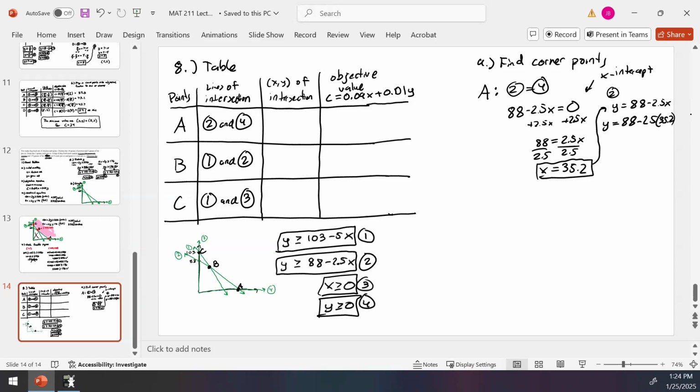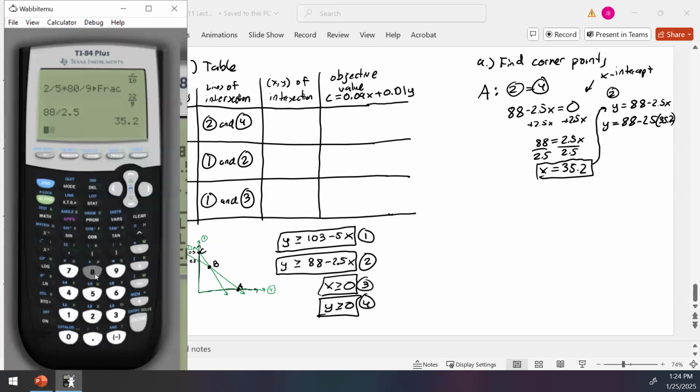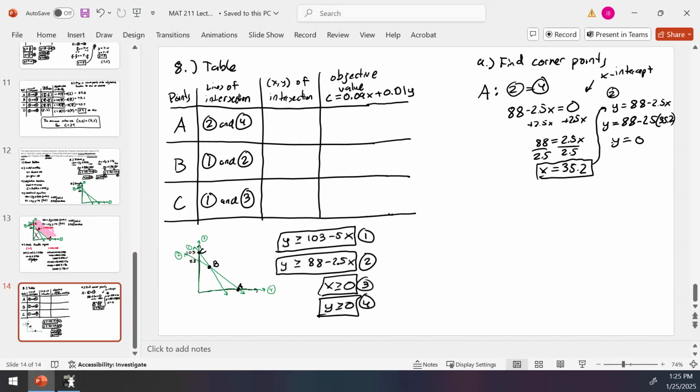But in case you're not actively paying attention to that, if you plug it into your calculator, 88 minus 2.5 times 35.2, you get 0. But think about it. What did you set equal to 0? You set y equal to 0, right? So y should be 0. And then equation number 4 also says that y is equal to 0. So our coordinate is 35.2 comma 0.